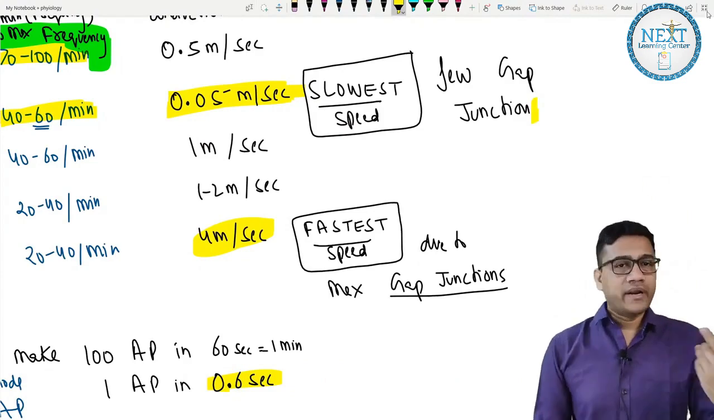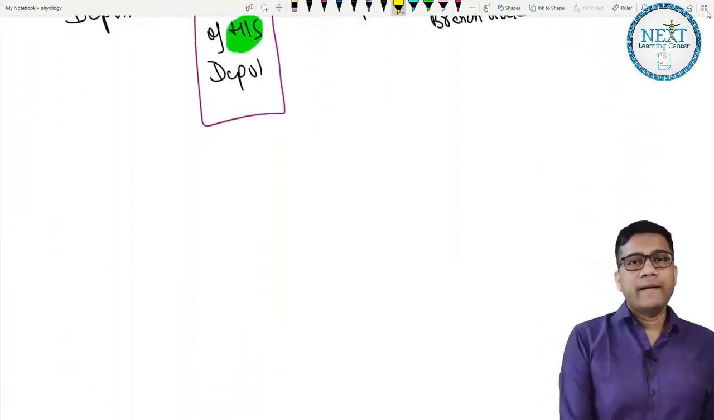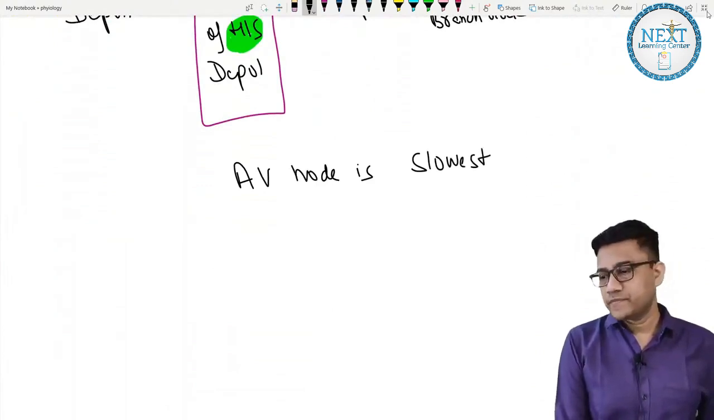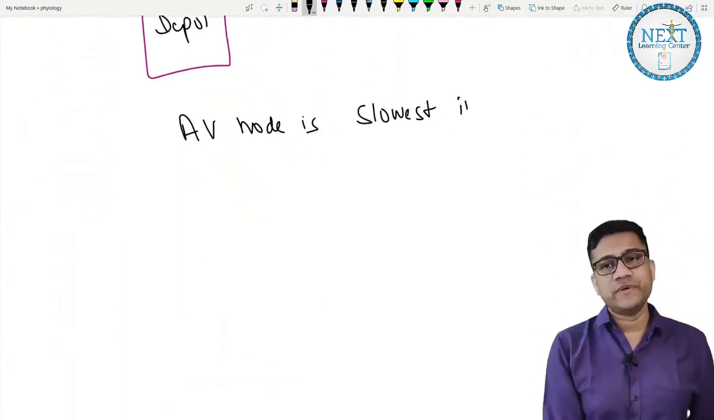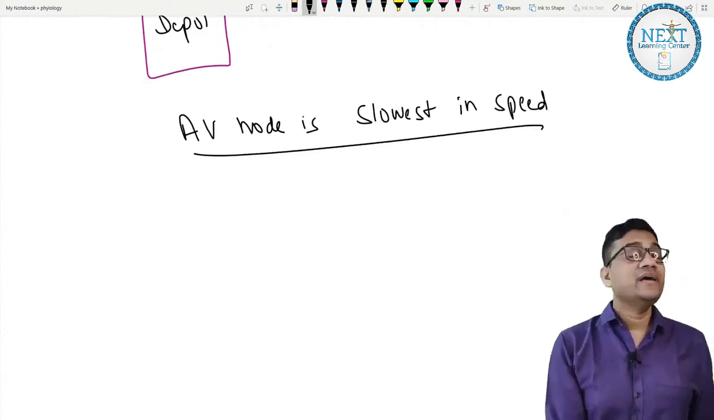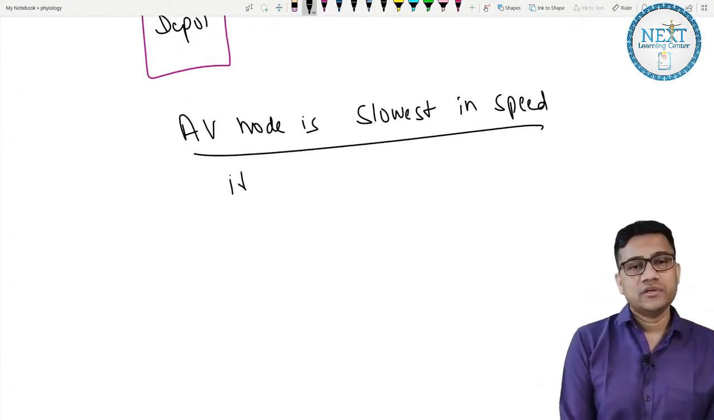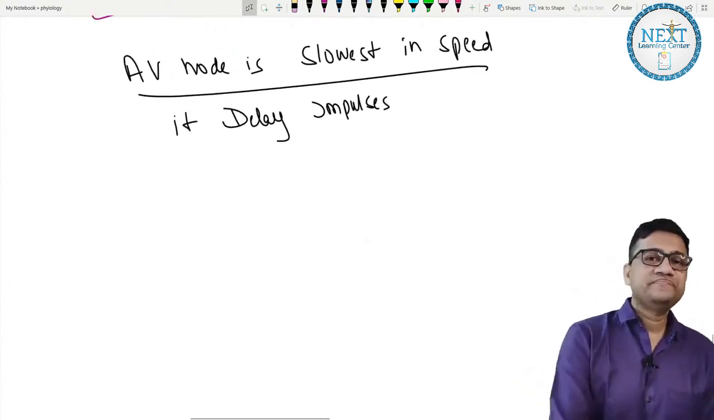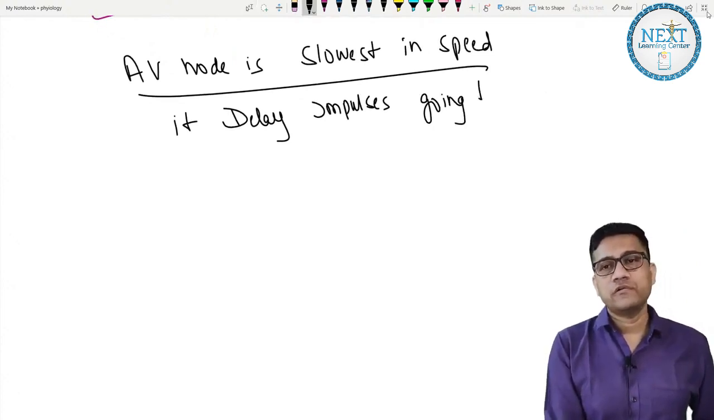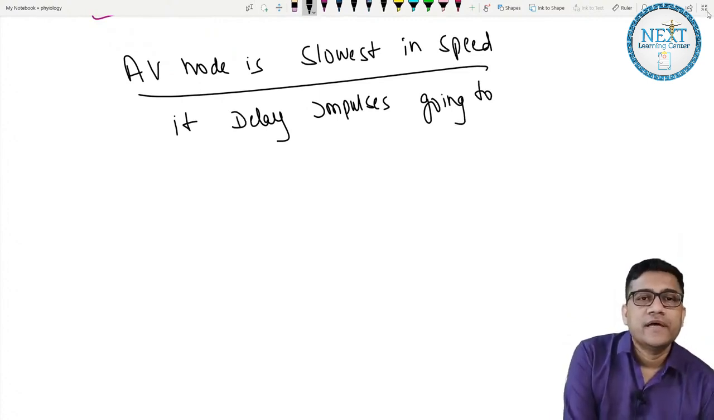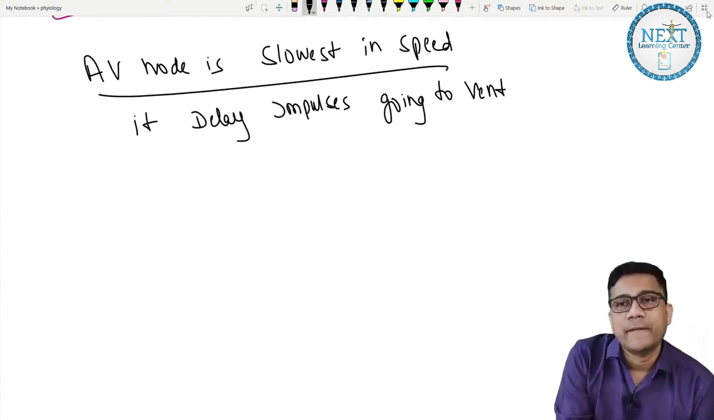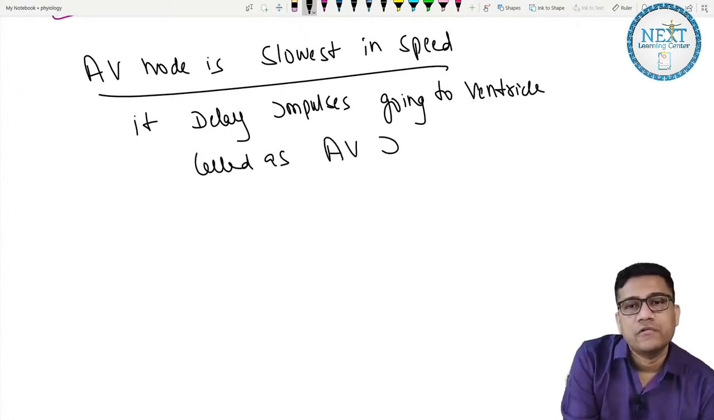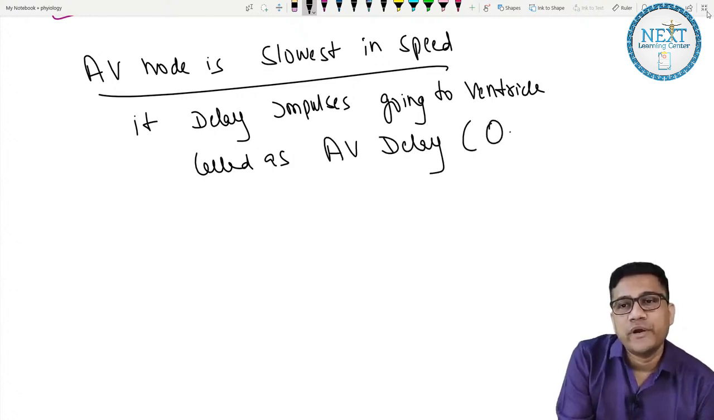Okay, so now write the clinical implications. The AV node has the slowest speed, and that is why it delays the impulse going to the ventricles. Clear? This is called the AV delay. How much is it? Around 0.1 second.